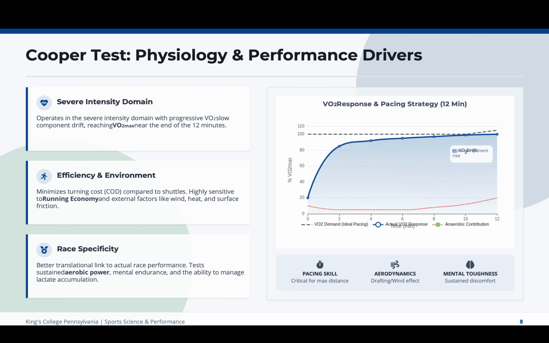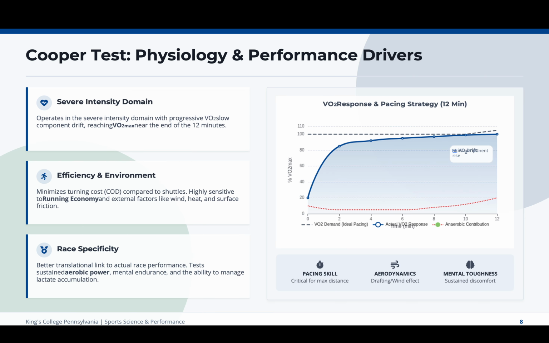The physiology and performance drivers. The test operates in the severe intensity domain, with a progressive VO2 slow component drift, reaching VO2 max near the end at 12 minutes. On efficiency and environment, it minimizes the turning cost of change of direction compared to shuttles, and is highly sensitive to running economy and external factors like wind, heat, and surface friction.